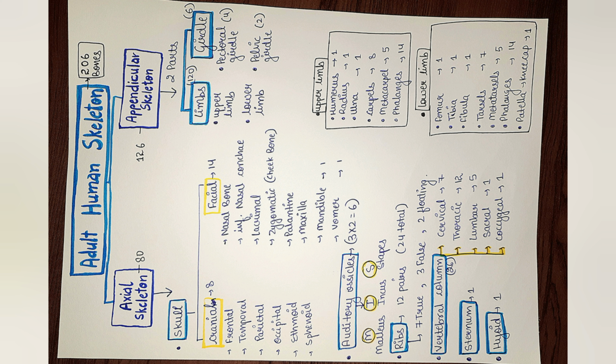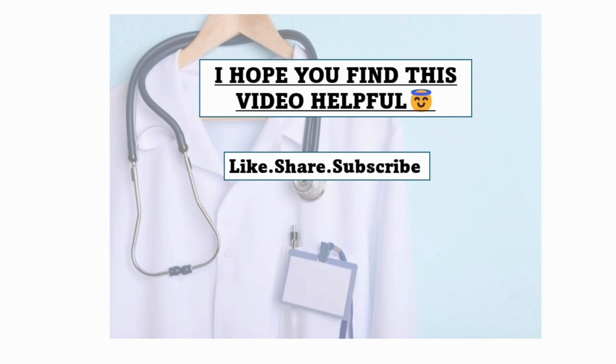Now the upper limb contains humerus, radius, ulna, carpals, metacarpals, phalanges, and the lower limb contains femur, tibia, fibula, tarsals, metatarsals, phalanges, and the patella bone, which is the kneecap. So this is the basic which everyone must know before studying human anatomy.